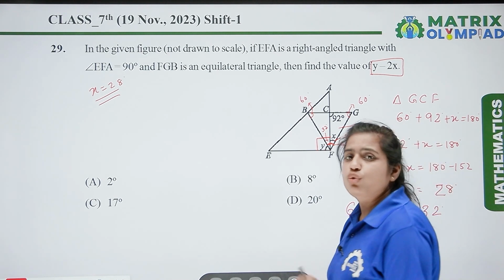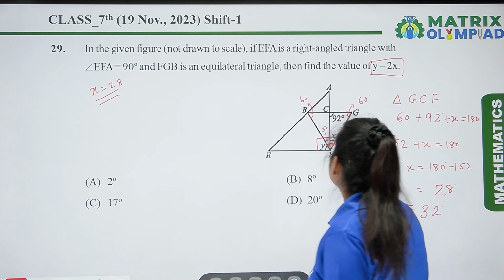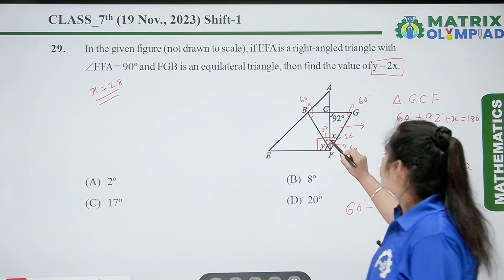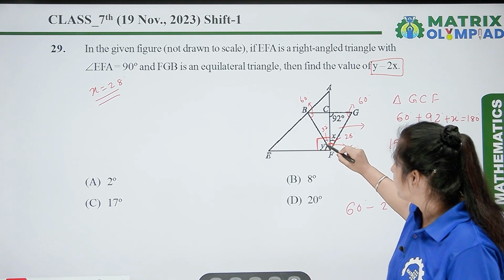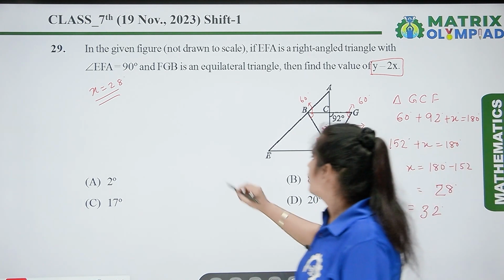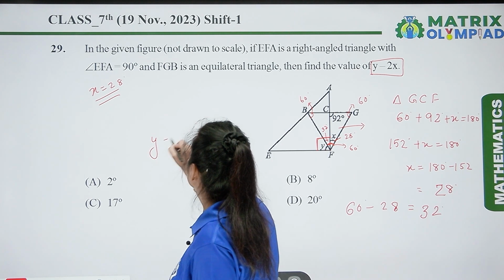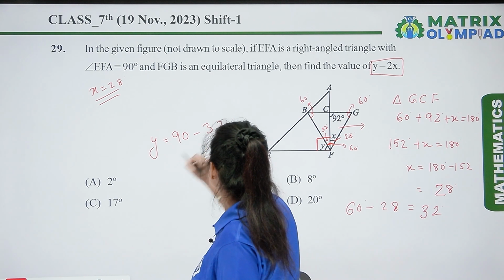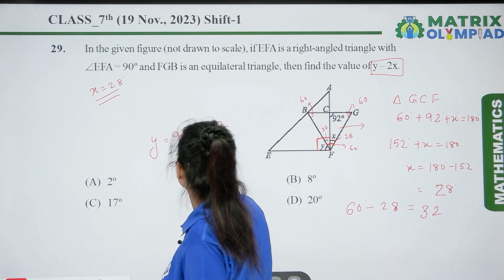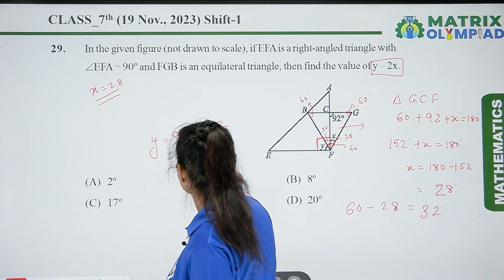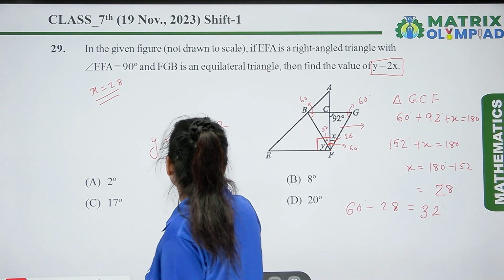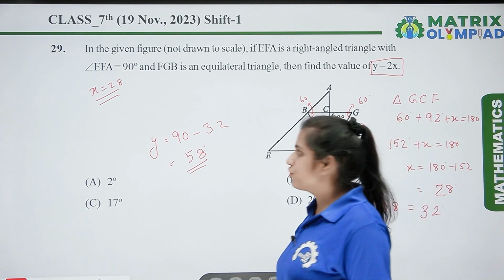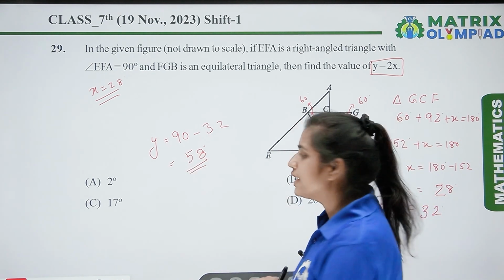Now here we have to find out the value of y. Here the whole angle is 90 degrees. So to find the value of y, 90 degrees minus 32 degrees, we get 58. So here the value of y is 58 and the value of x is 28.